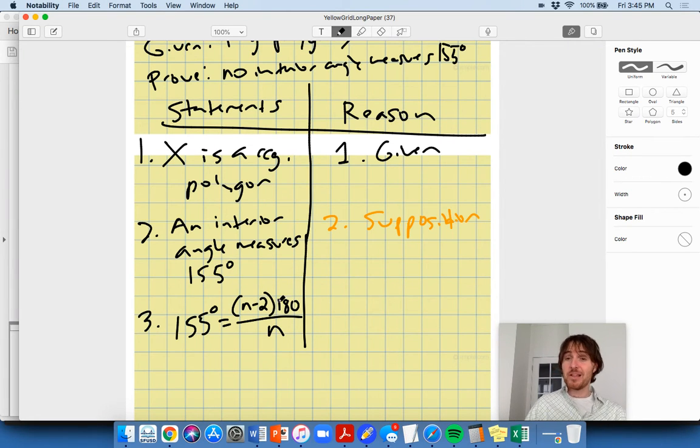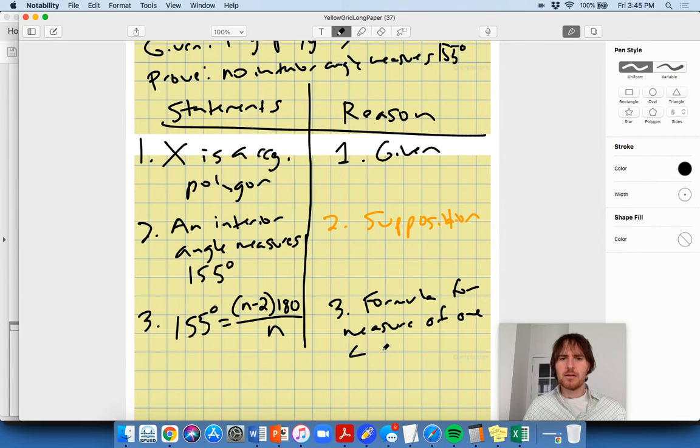So this is the formula for determining, if I knew how many sides I had, like say it's 8 sides, then what would spit out is the degree measurement of each of those angles. And that's for a regular polygon or an equiangular polygon. So I'm going to plug that in. And my reason for putting this together is, well, this is the formula for the measure of one angle of a regular polygon.